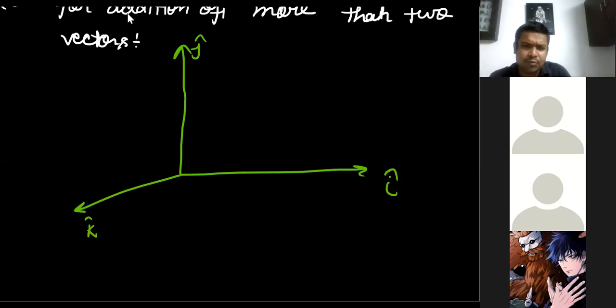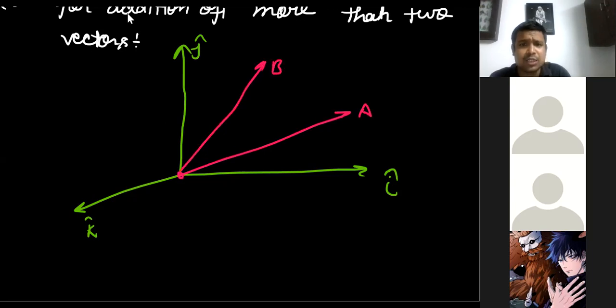We have lots of vectors. We have three vectors: this is vector A, this is vector B, and this is vector C. And all three vectors are perpendicular to k cap. Or we can say that all three vectors lie on the xy plane.